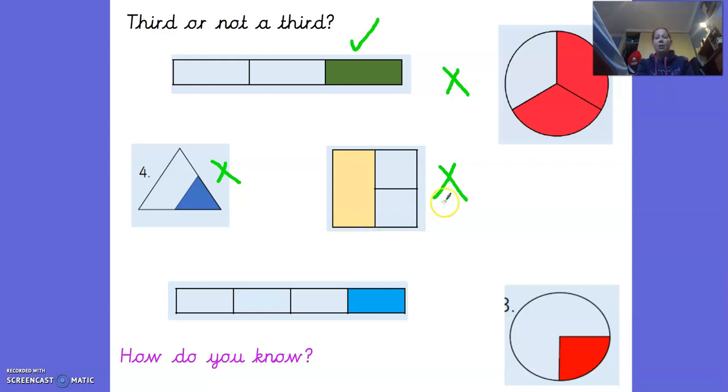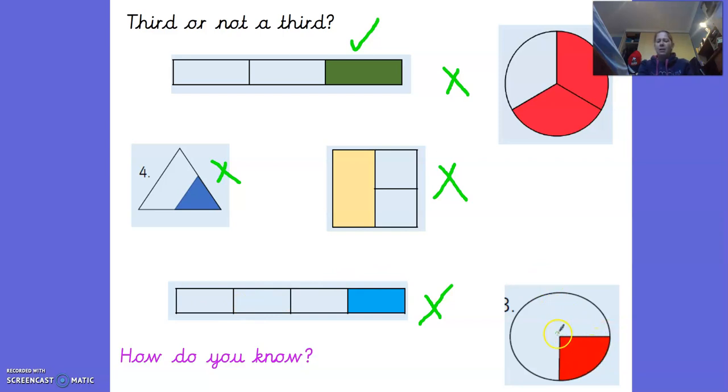If you said a half, you would be correct. Have a look at this one. Is this showing a third? No, it is not showing a third because it is split into 4 equal parts. So actually, it's showing a quarter.